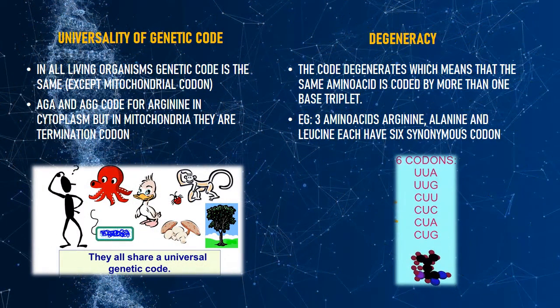Universality of genetic code. In all living organisms, genetic code is the same except for mitochondrial codon. AGA and AGG code for arginine in cytoplasm, but in mitochondria, they are a termination codon. Degeneracy. The code degenerates, which means that the same amino acid is coded by more than one base triplet. Example, three amino acids, arginine, alanine, and leucine, each have six synonymous codons.